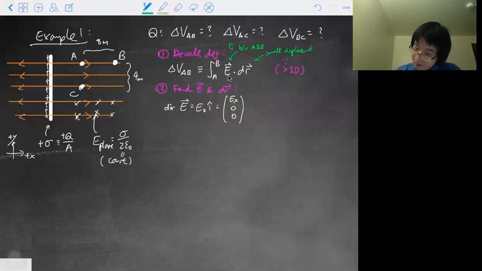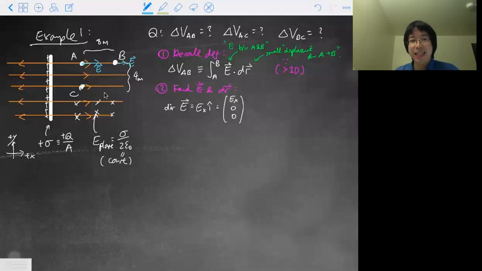So it's E between A and B, and this displacement between A and B is a small displacement. I only have the X component over here. If I need to draw a free body diagram here, the electric field is pointing this way. So the E vector only has an X component, whether it's at B, at C, or at A. That's why I can write it like this.